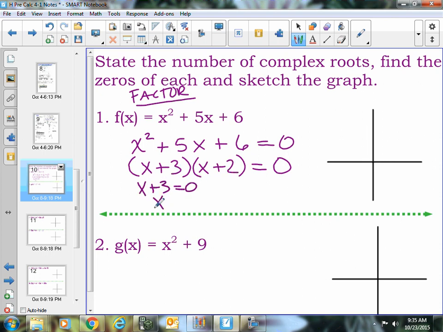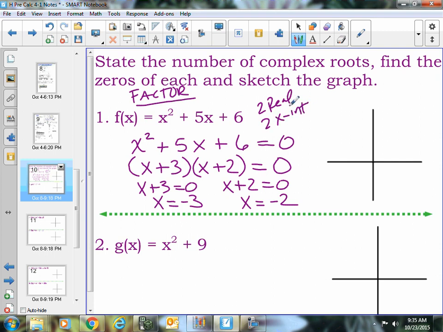I know you can do that in your head really easily, but if they're not easy, make sure you remember what you're doing there. That's the zero product property. So I get those 2 solutions, -3 and -2. What does that tell me? Well, they're both real numbers, so this graph has 2 x-intercepts, 2 real zeros. Imagine in your head when we drew all those pictures, it's crossing the x-axis 2 times.